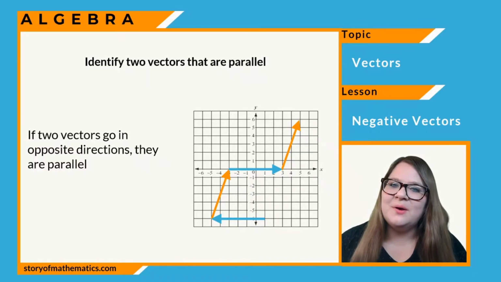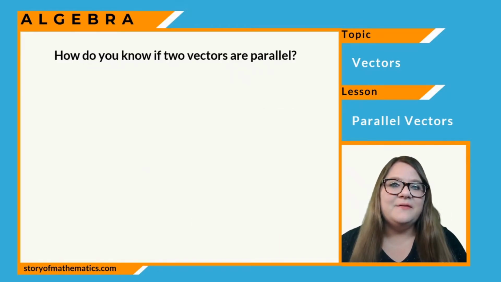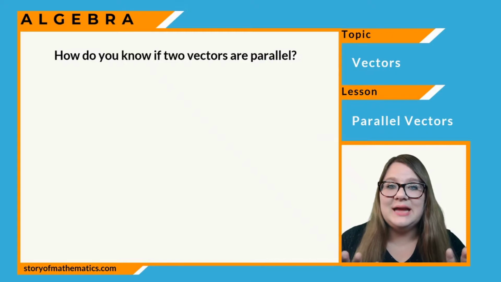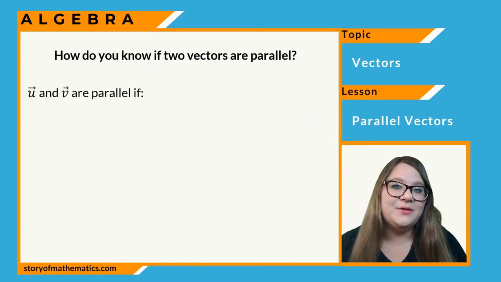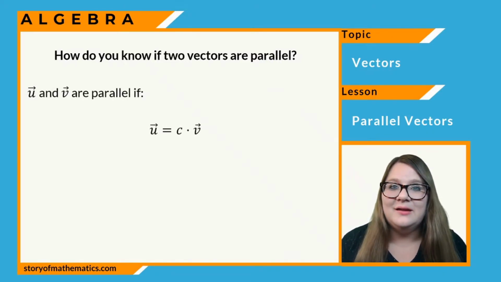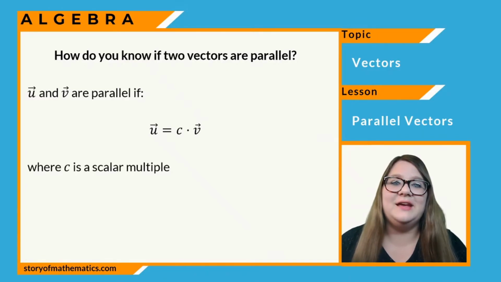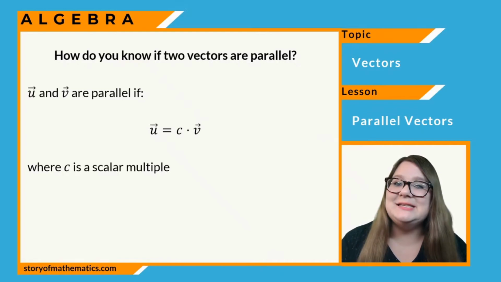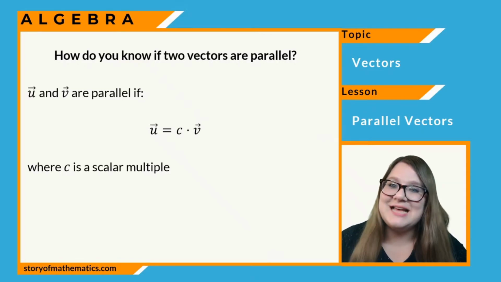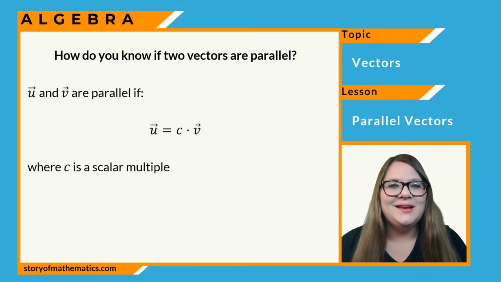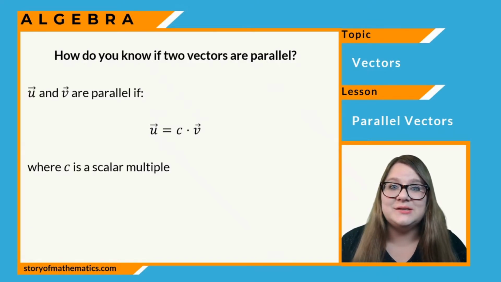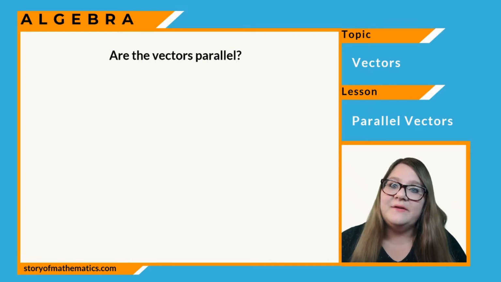Now, what if I don't want to work with these graphically though? If I'm looking at it completely algebraically, I can tell that u and v are parallel if u is a scalar multiple of v. So u is equal to c times v, where c is that scalar multiple. Now, the way we can actually test this out and look to see if two things are parallel is when we are given the two vectors.